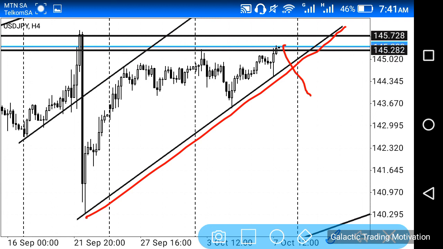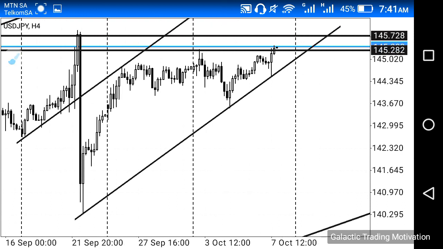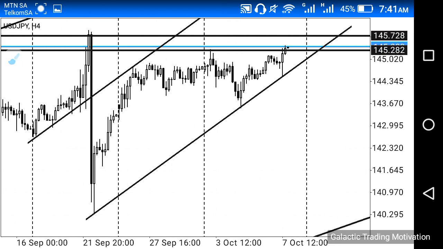So that is it as far as my analysis goes. I hope that makes sense, but in as far as buying or selling at this point in time, I don't see any opportunities. Rather wait for price to reach this level over here and see what happens next, right?